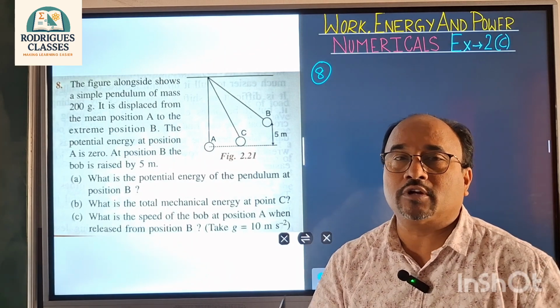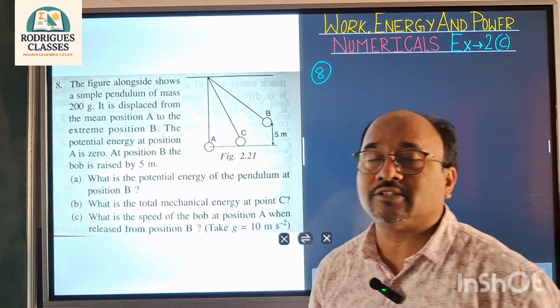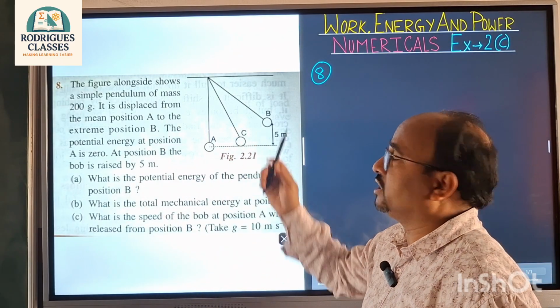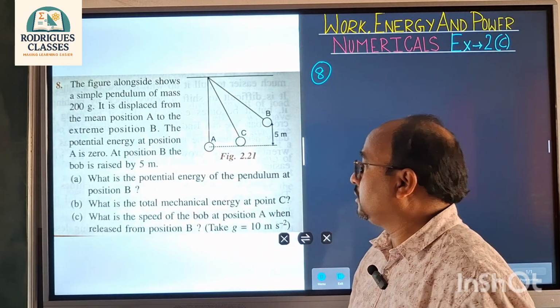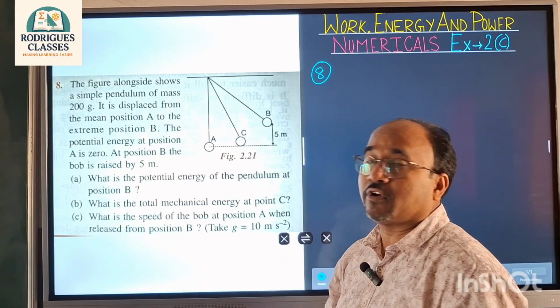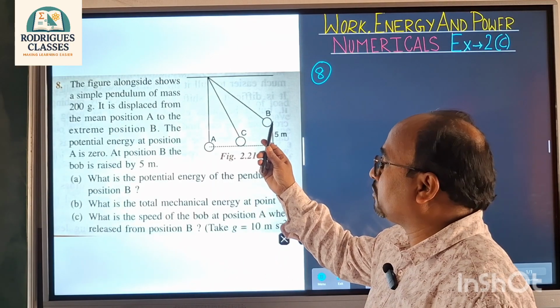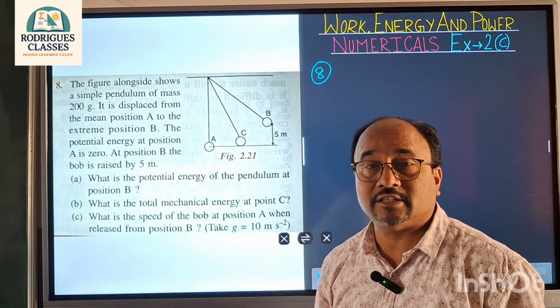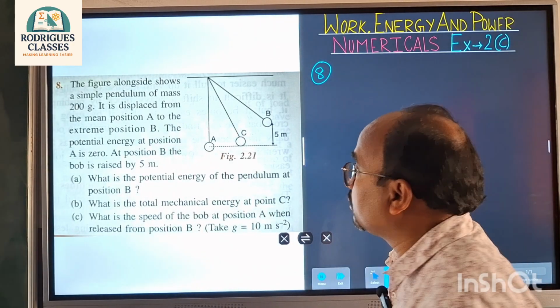So again, remember, total mechanical energy during its entire journey will be the same, and it will be the same as whatever is the potential energy at the maximum height. And then what is the speed of the bob at position A when released from position B? So when it is released from here, what will be the velocity or the speed it will have at this place? So let us work it out.